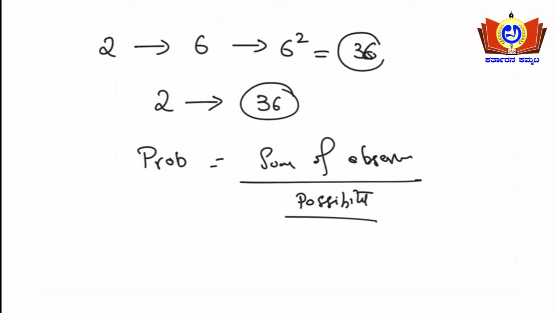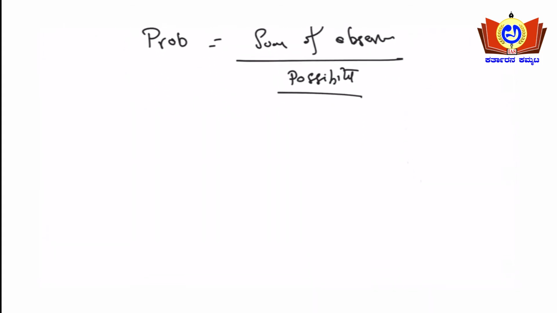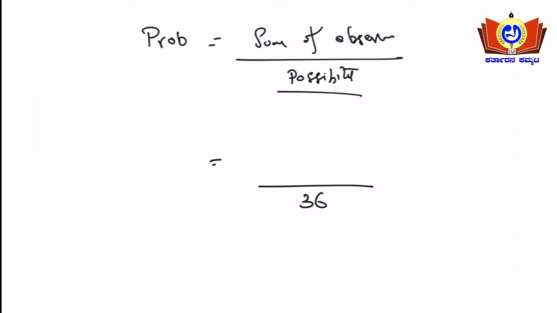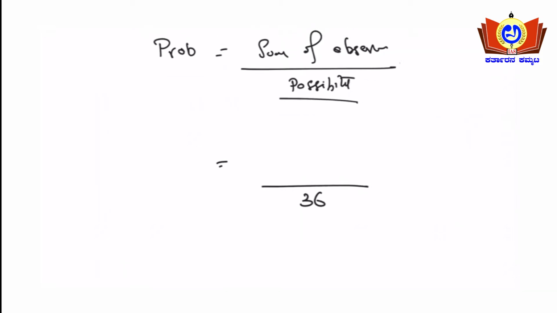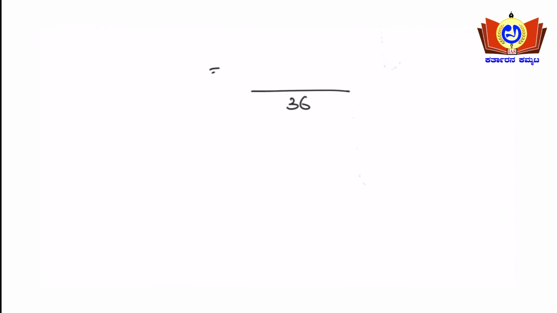Whole divided by total number of possibilities. So this will be equal to whole divided by 36. And the question tells the sum should be either 3 or the sum should be either 5. So how will I get the sum of 3?